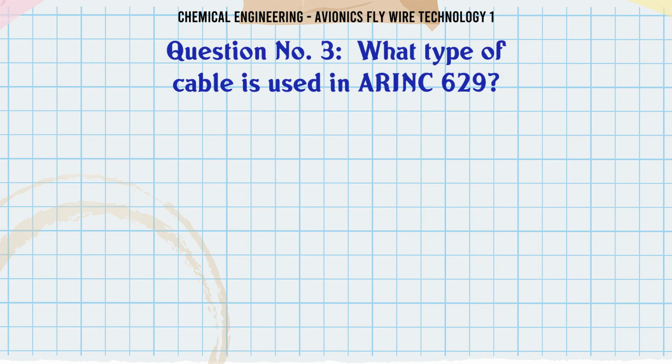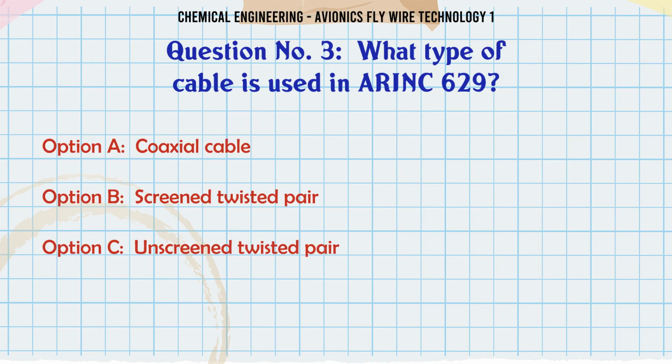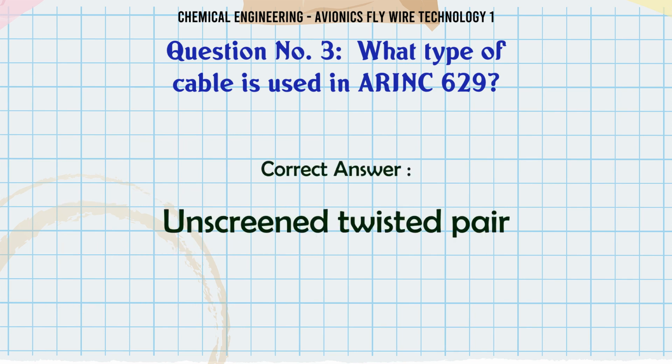What type of cable is used in ARINC 629? A. Coaxial cable. B. Screened twisted pair. C. Unscreened twisted pair. D. Parallel lines. The correct answer is unscreened twisted pair.